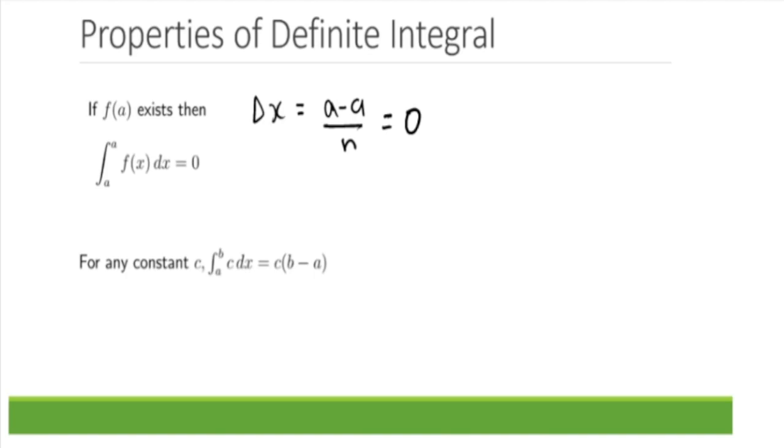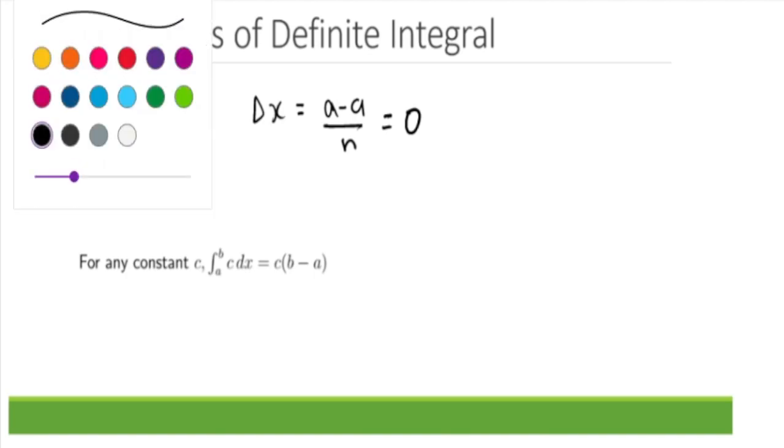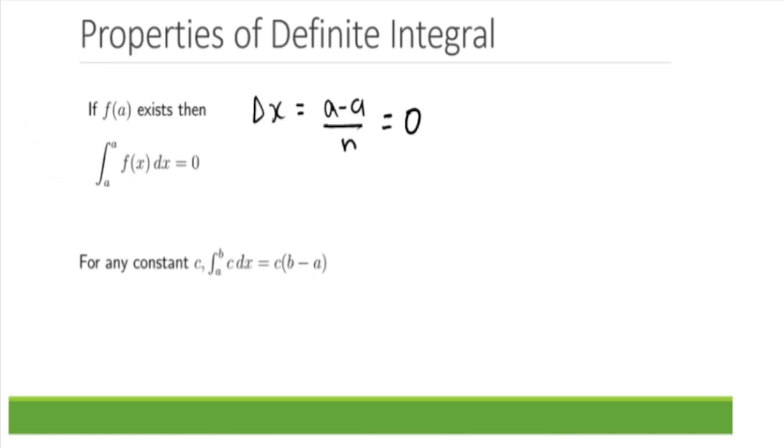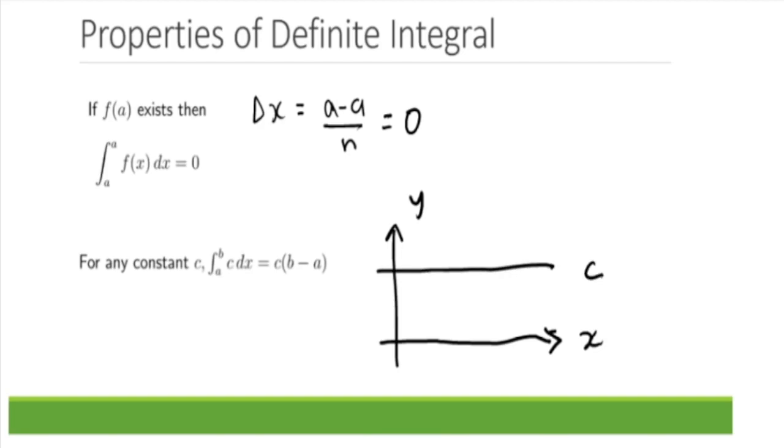Okay? Now, let's proceed. So, for any constant c, the definite integral from a to b ng c dx is equal to c times quantity b minus a. So we're taking the area under a horizontal line. So graphically, it would look something like this.